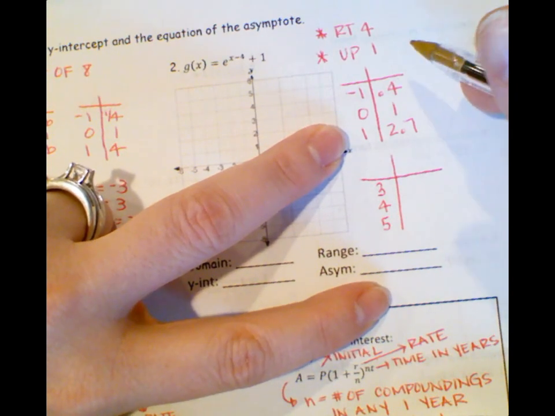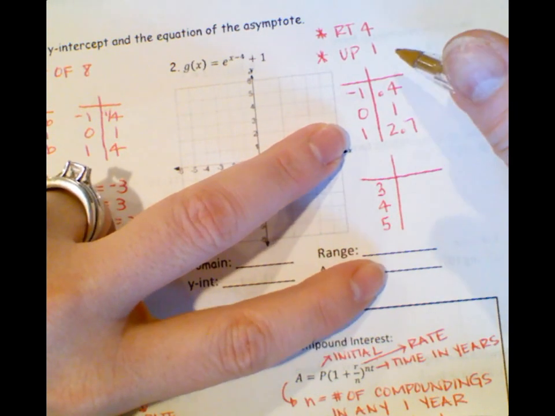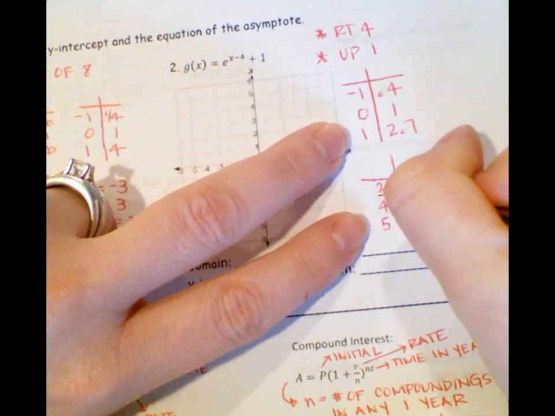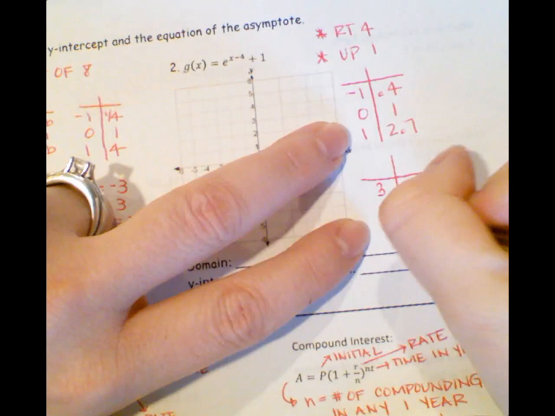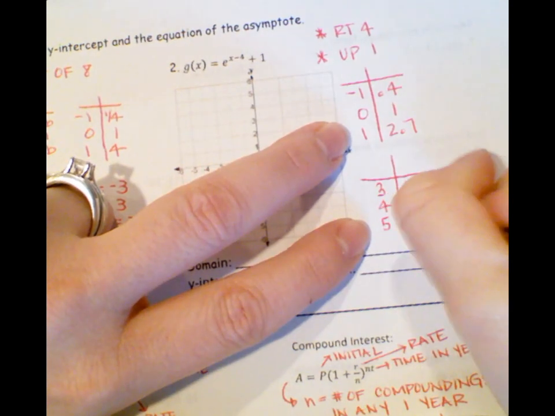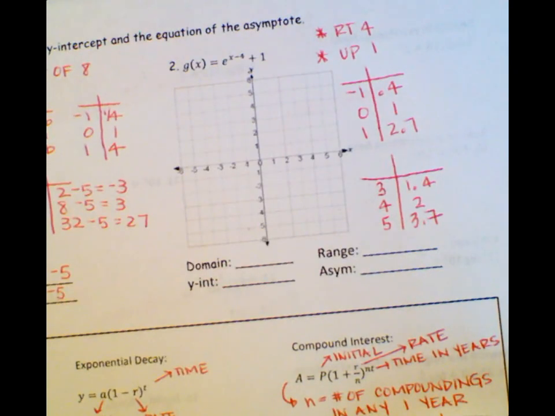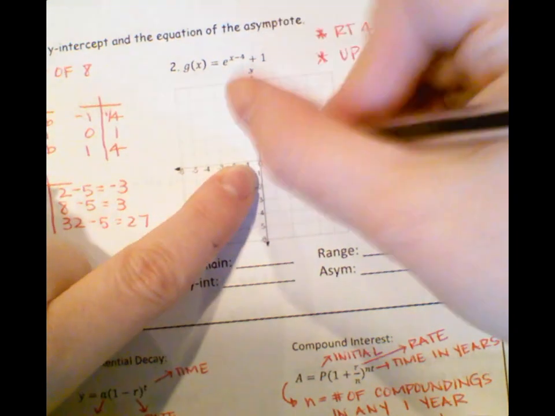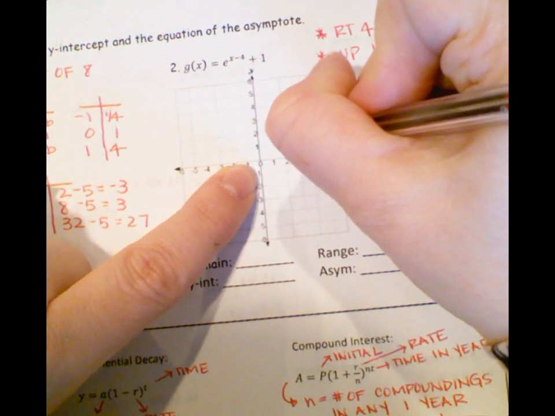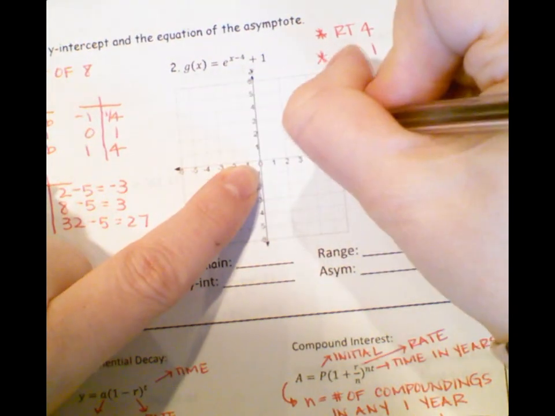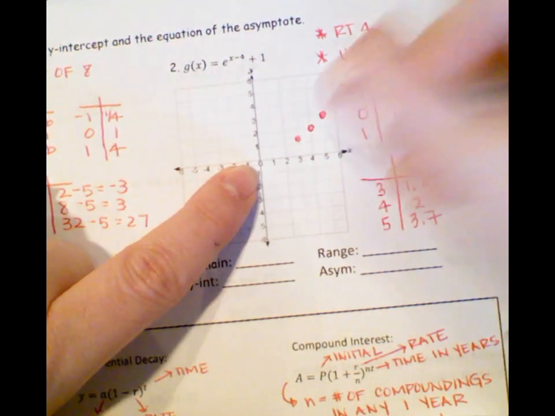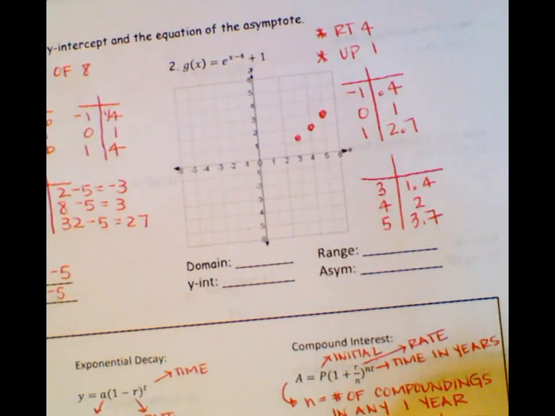Now I'm going to do an up 1 on all my y's, and all I got to do is add 1. So 0.4 + 1, 1 + 1, and 2.7 + 1. All right, so I don't have any huge numbers, so I don't have to count by anything different. I'm just going to come over here, and I'm going to put some dots. So over 3, up 1.4, over 4, up 2, and over 5, up 3.